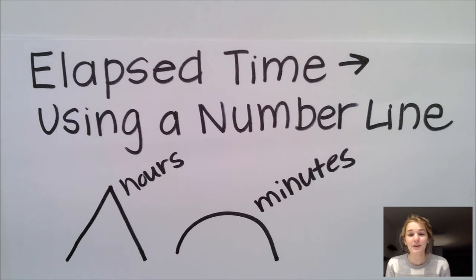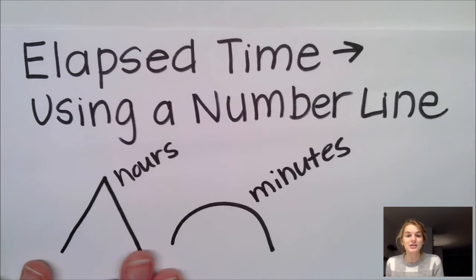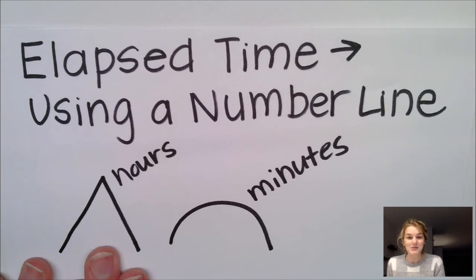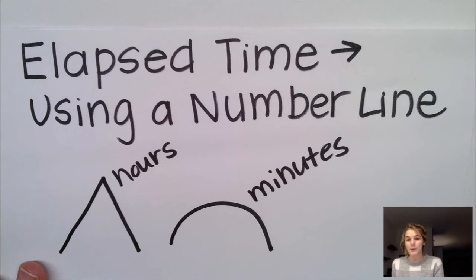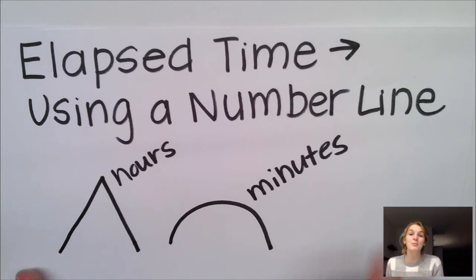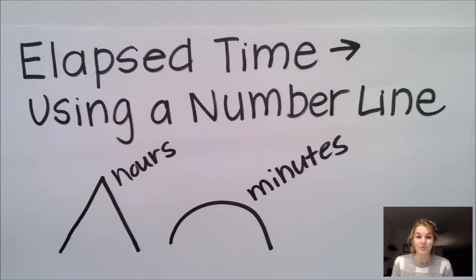Now, you did a little bit of this last year, and I talked to some of you, and you did a strategy that looked like this. You had mountains and hills, and the mountains represented how many hours went by, and the hills represented how many minutes went by. That's a great strategy that your teachers taught you, and we're going to continue to use the same but a little bit different this year.